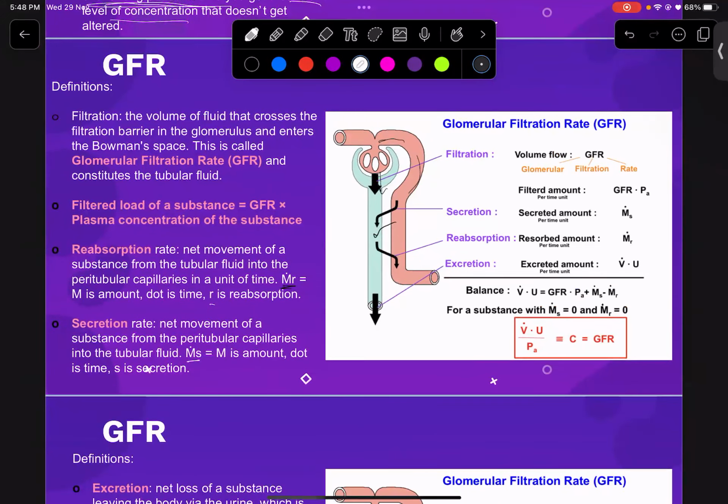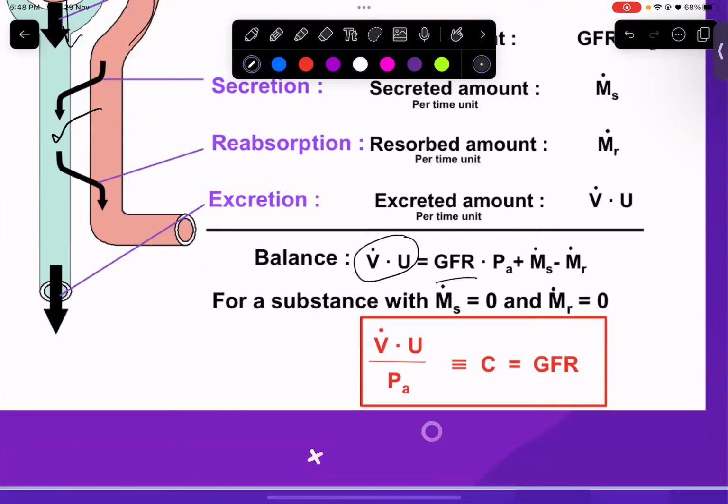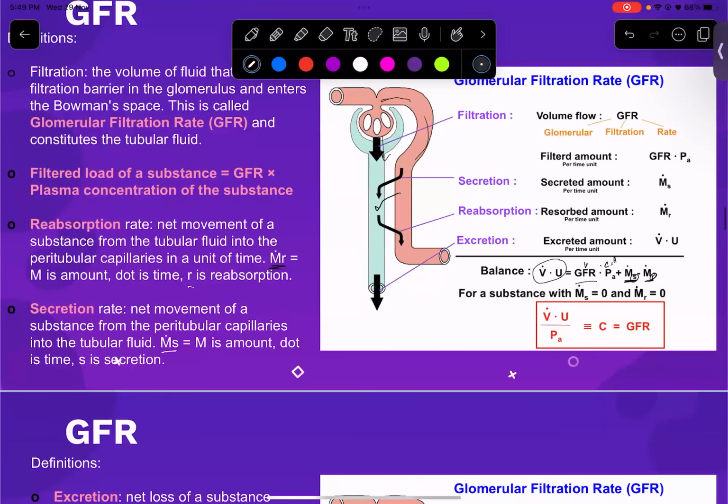Okay. And if we turn this into an equation form, we can say that the excreted amount is equal to the filtered load. This is the amount, obviously. So this GFR here is the volume, and this is the concentration, giving us the amount. And MS is, as we said, the secreted amount. MR is the reabsorbed amount. So the excreted amount equals the filtered plus the secreted minus the reabsorbed.